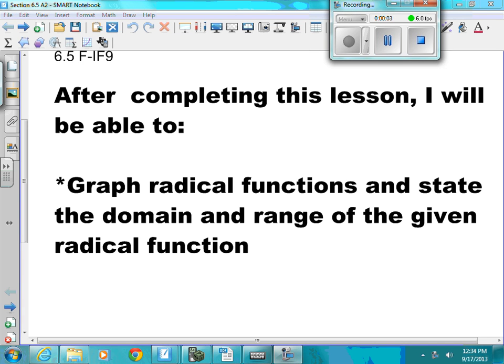Welcome back. Today we're going to continue with our third unit, Chapter 6, Section 6.5. This is graphing square root and cube root functions. After completing this lesson, you will be able to graph radical functions and state the domain and range of the given radical function. Make sure you have these in your notes for tomorrow, along with the following notes.